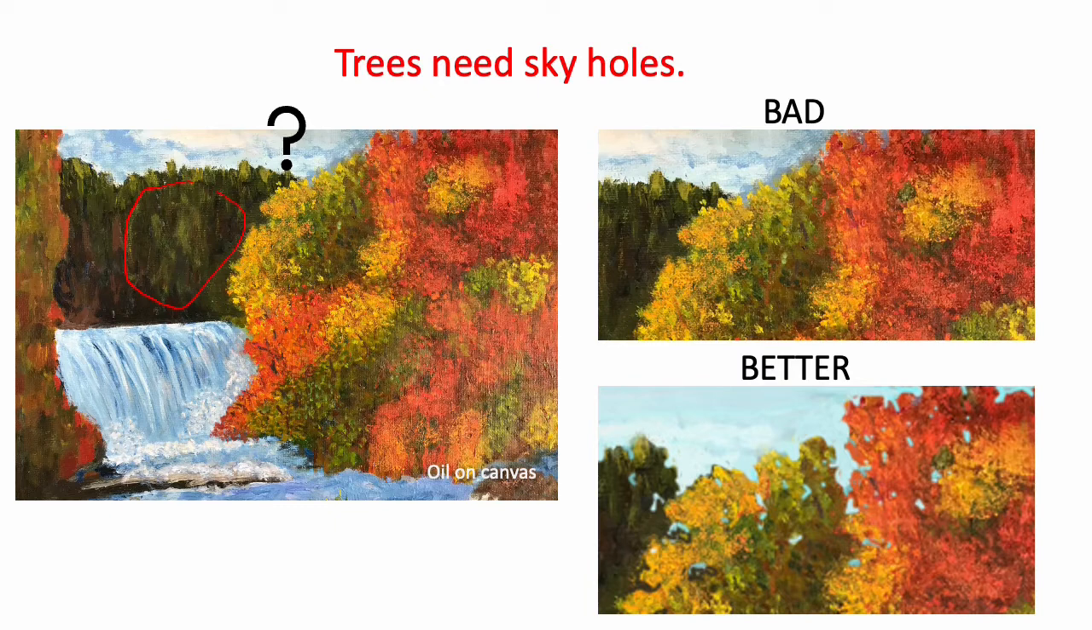These are supposed to be trees, but they look like a green wall. A bird would hit his beak if he tried to fly through that. The problem is the lack of sky holes. When I photoshopped in some sky holes, the trees look more realistic and airier.